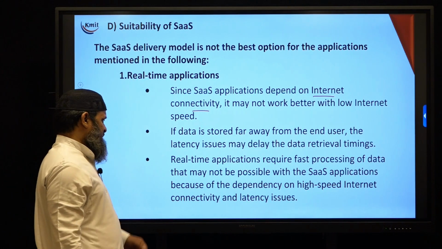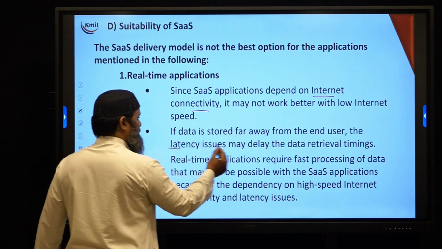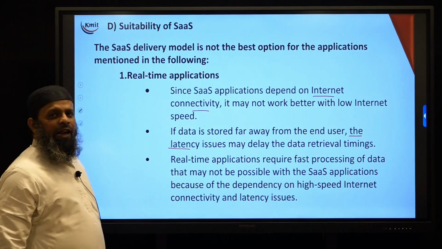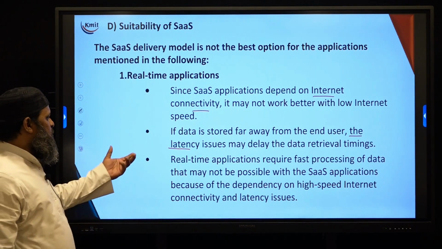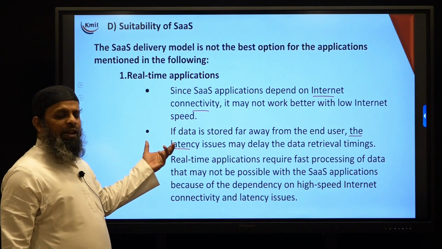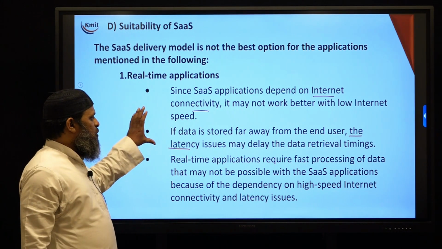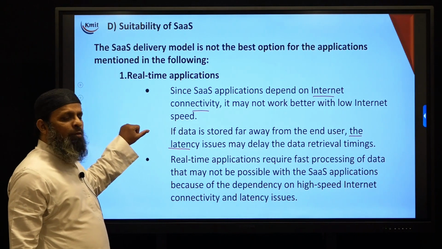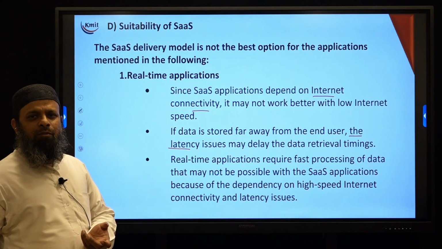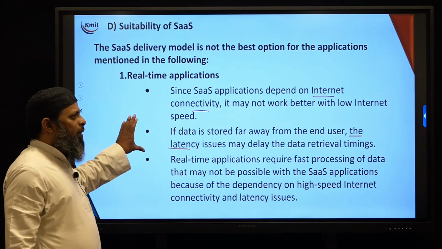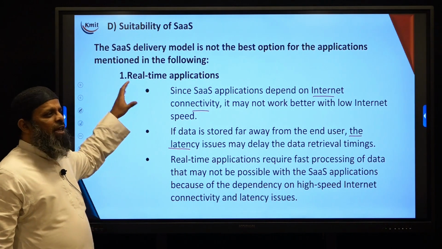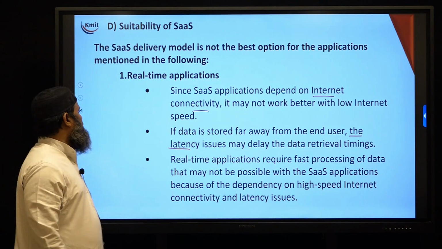The other reason is that there could be latency issues. As data is stored at some other places, we need to get data from those locations, so there might be latency, and time will be taken to get that data. These are the two problems when we are working with the internet, and as SaaS applications are available on the internet, this could be a problem. So SaaS will not be suitable for real time applications.